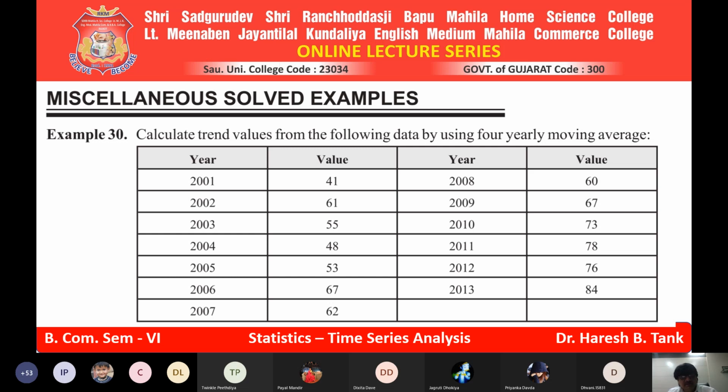So let us solve this example by considering time as a factor. Try to do it as soon as you can. 4 yearly moving average is to be found using this data set. The given years are 2001, 2002, and so on up to 2013. And the respective values are given to you. The first thing to be done is to put it in the form of columns. Then what is to be done?